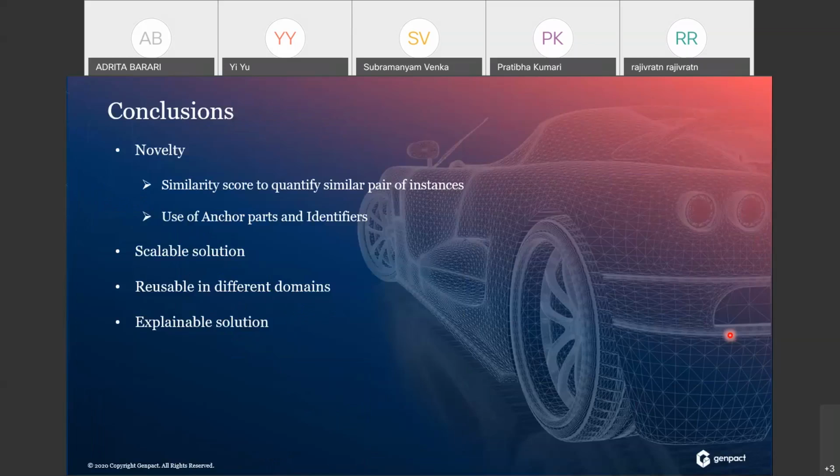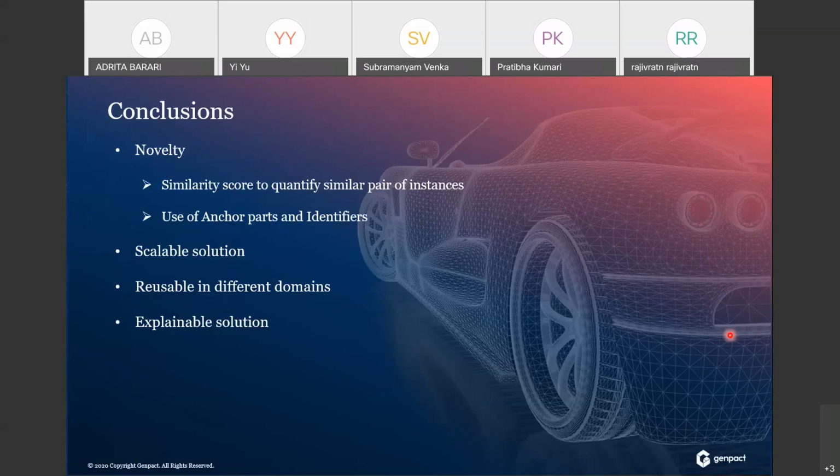Concluding the presentation, the novelty in our approach is that we have a similarity index to quantify similar pairs of instances. We are using anchor parts and identifiers which are internal to the image for reliable computation of similarity. We have a scalable solution. We have actually deployed the solution, and it's portable across open source platforms.